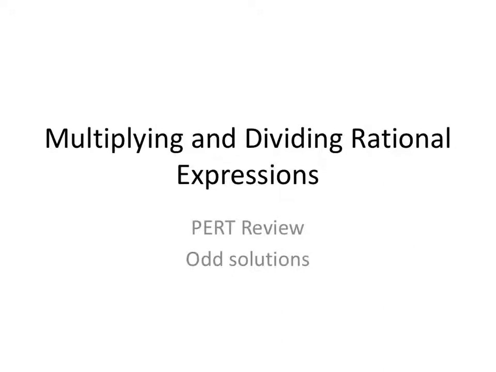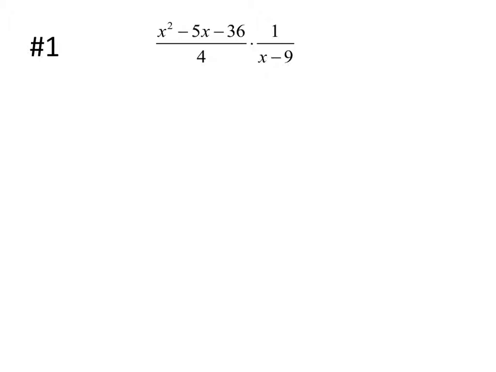This is multiplying and dividing rational expressions. All right, the steps for multiplying and dividing rational expressions are: factor each numerator and denominator, see what cancels, multiply your numerators, multiply your denominators, and then make sure that nothing else can reduce.